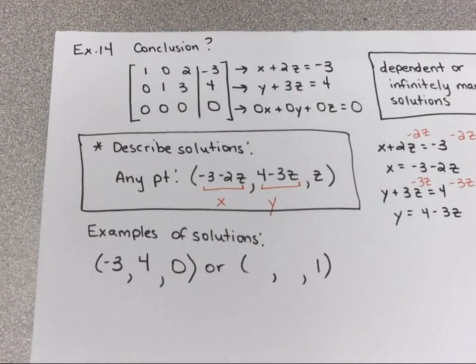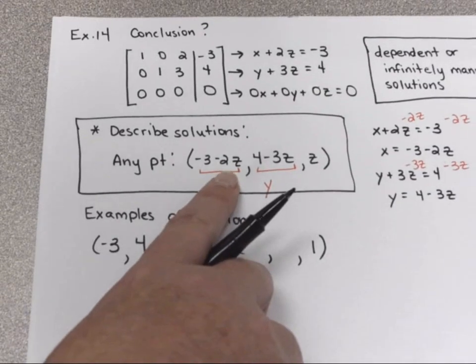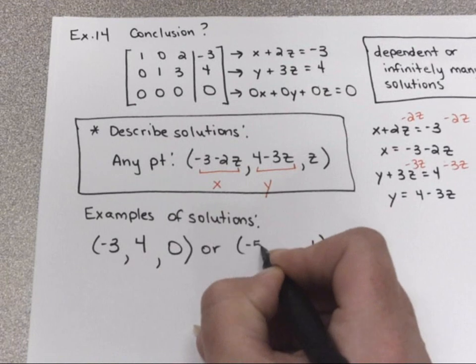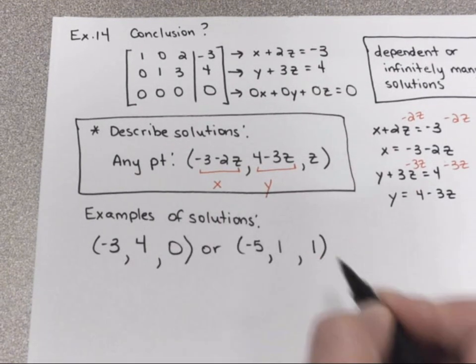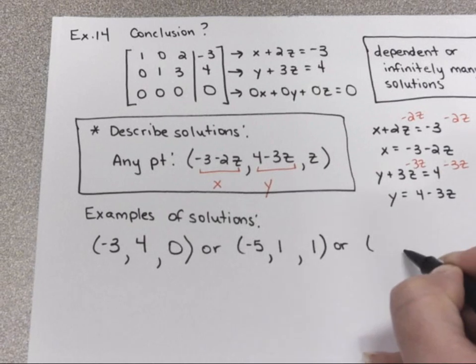But we could set z at anything we want. So let's say z was 1. I'm just pulling numbers out of the air, just trying to pick pleasant numbers. So if z was 1, what would you get for x? Negative 3 minus 2 would be negative 5. 4 minus 3 would be 1. So let's do one more.